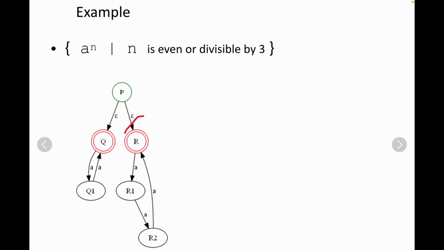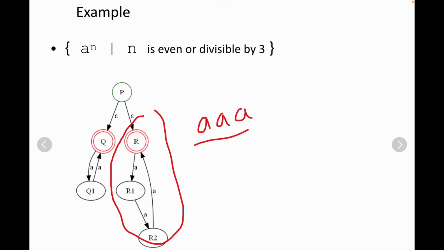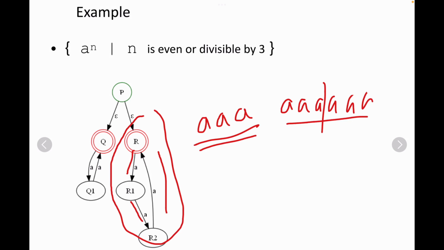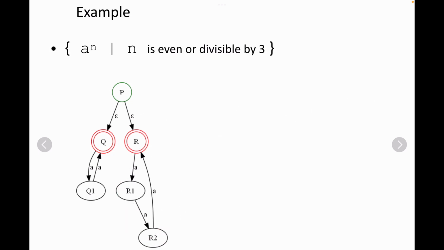Similarly, in this case, which is divisible by 3, look at this. The minimum string is AAA. Similarly, it can be 6 A's. So the first 3 A's are accepted. In the second row also 3 A's are accepted. That means it finally reached the final state only. It is accepted.